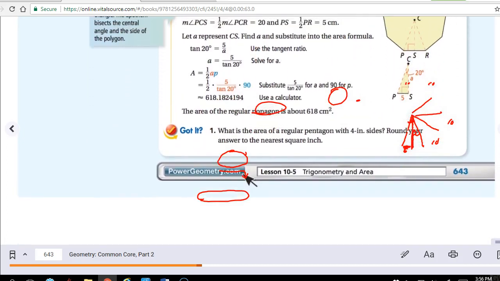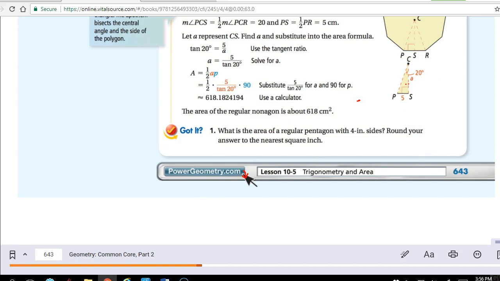Now, we can do that same thing. Let me erase some of this so that it's not so messy. We can do the same thing for the got it section here, and this one is a regular pentagon with 4-inch sides. So again, first of all, pentagon means 10 sides. If they're all 4, then the perimeter is going to be 40.